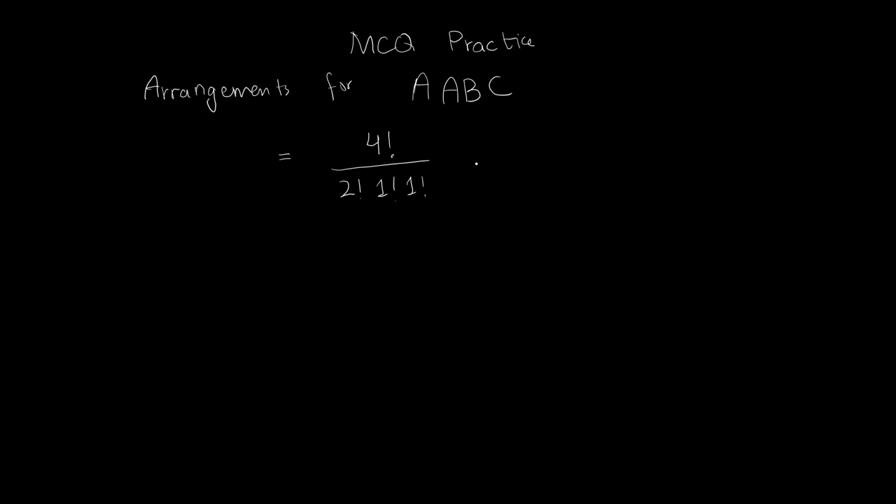Let's do some more MCQs for practice. Well, in this case, there are 4 alphabets, so 4 factorial divided by, A is repeated twice, so 2 factorial, B appears only once, so 1 factorial, and after multiplication it equals 12.